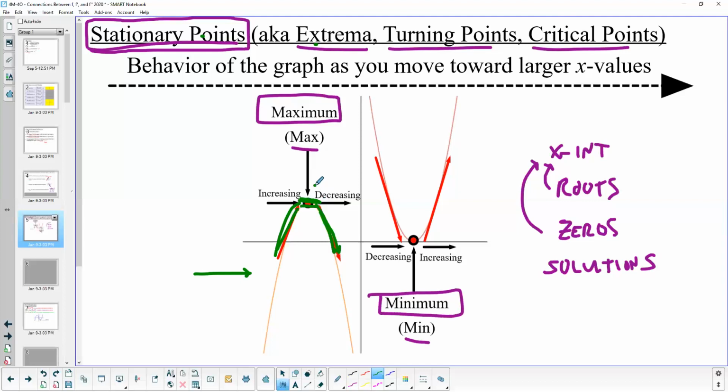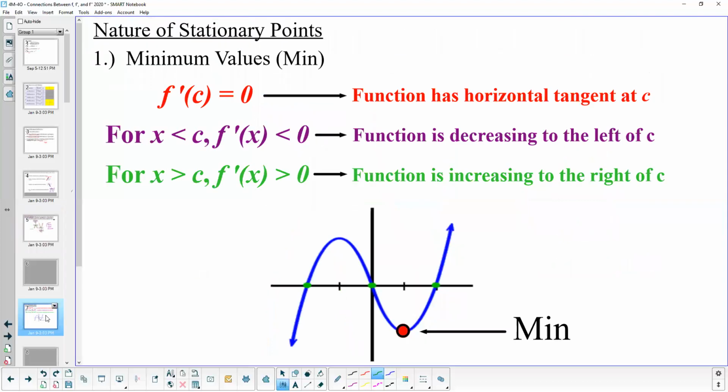So any one of these stationary points or turning points where you increase, flatten out, and then decrease, we call those maximum values. And then on the flip side of that, what if we have something where you are decreasing, and then you flatten out, and then it turns into increasing? We call those minimum values. And so how do we formally define what these are?